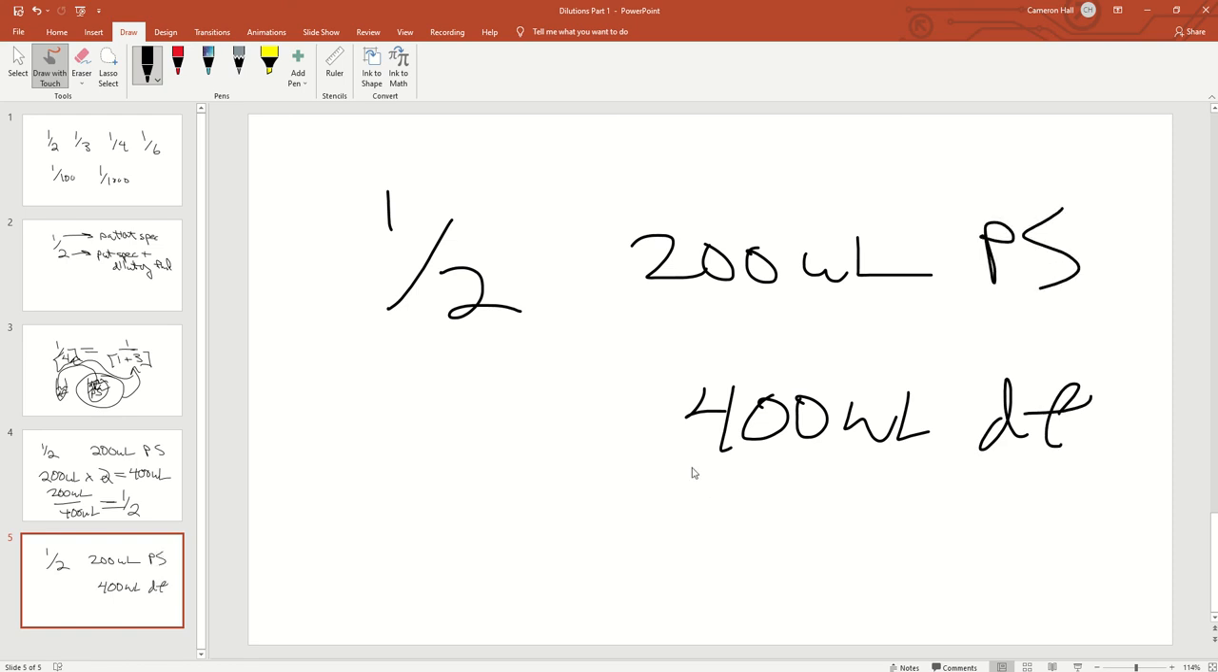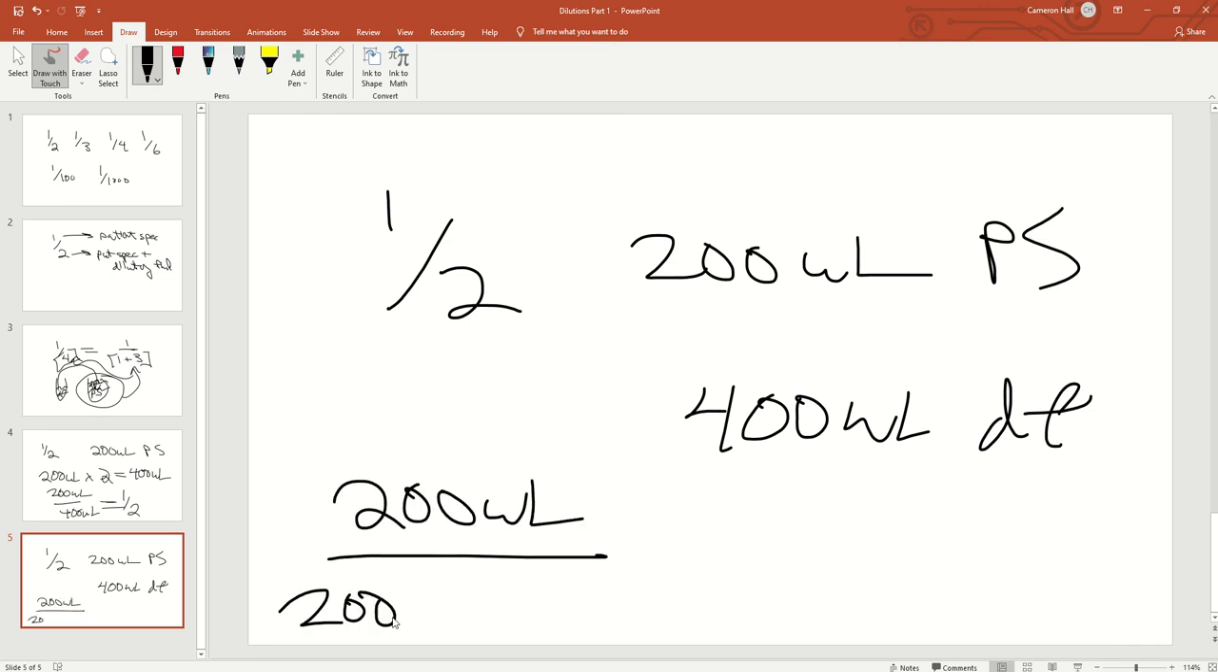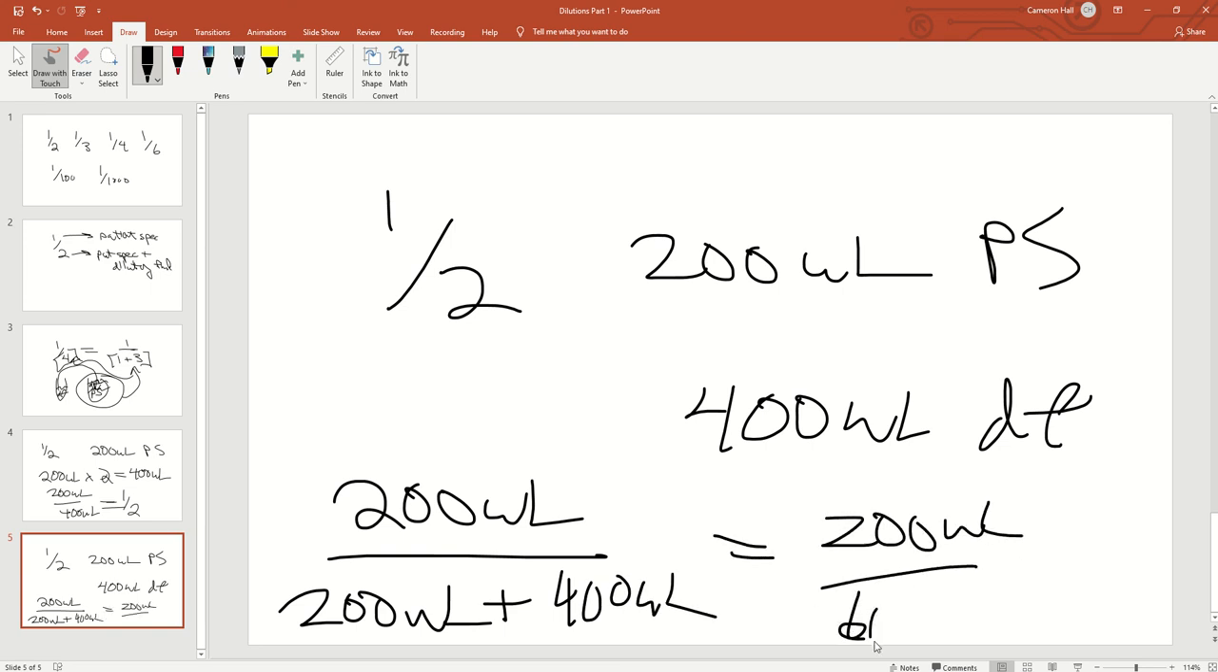That's patient specimen. So if that's the case, then here's what he did. He said, "Okay, 200 microliters patient specimen divided by 200 microliters, because again, we have to add back in, because the bottom number is patient specimen plus diluting fluid, plus 400 microliters of diluting fluid," which is going to equal 200 microliters over 600, which is going to equal 1/3, not 1/2, which would mean this imaginary student did a 1/3 dilution, not a 1/2.